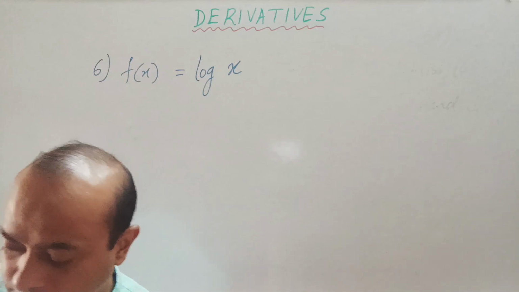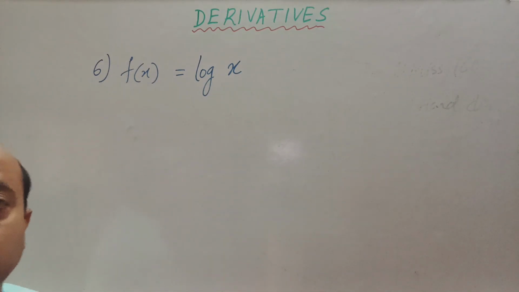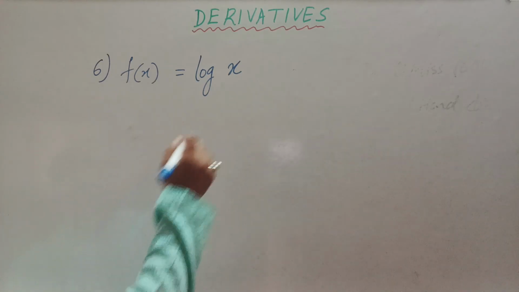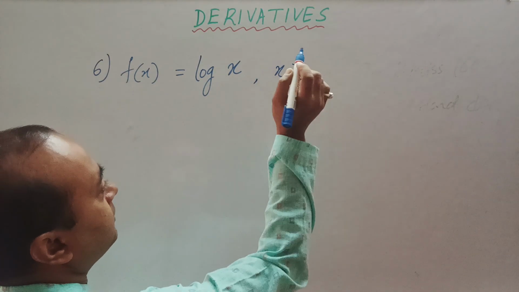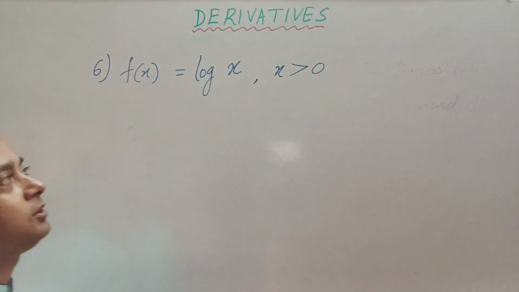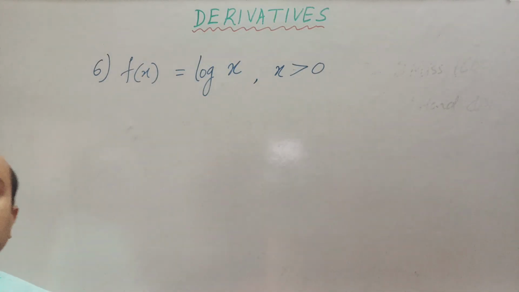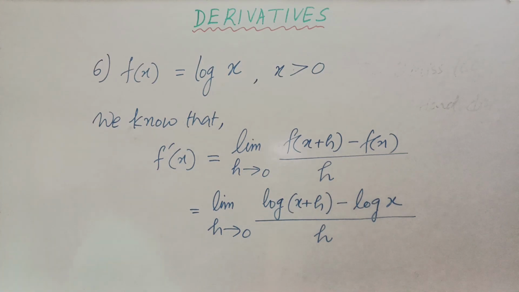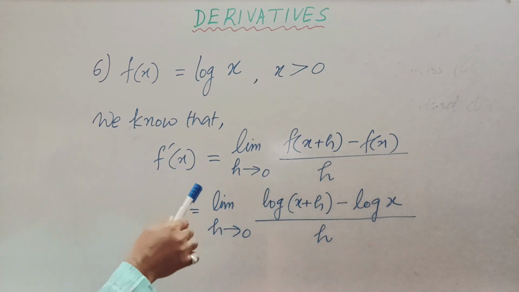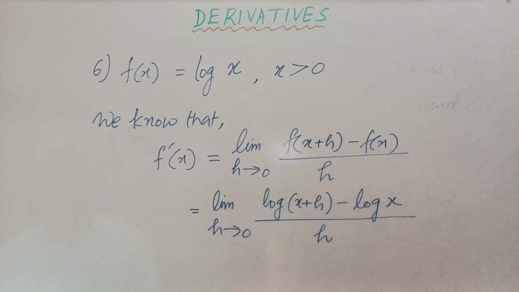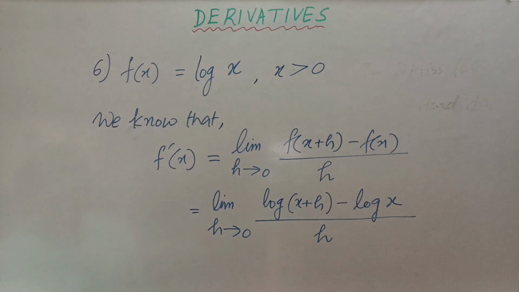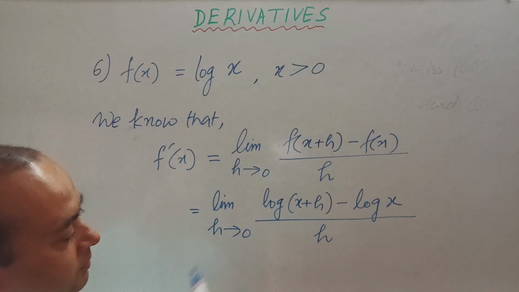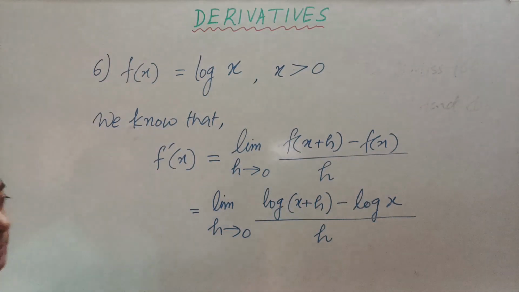In the next question, now we are switching from an algebraic function to a logarithmic function. Okay? f(x) equal to log x, where x must be greater than 0. If x is less than 0, the logarithm does not exist, so it has to be always positive. So let us see what will happen. The beginning is the same: we write the first principle formula, and then using the functional value, if f(x) equals log of x, then f of x plus h is log of x plus h, minus log x, divided by h.